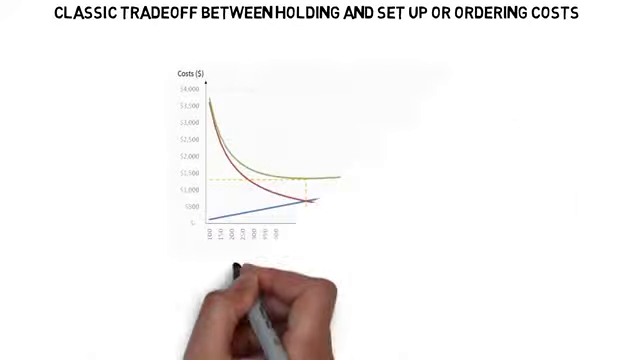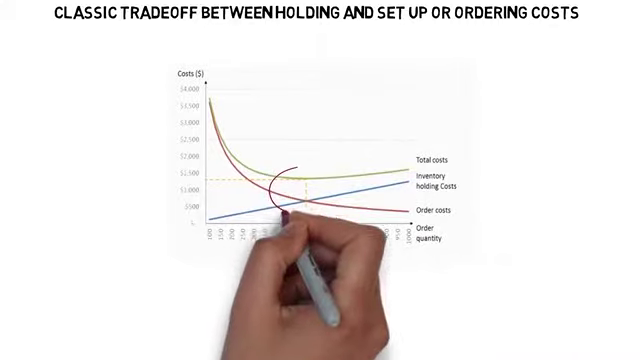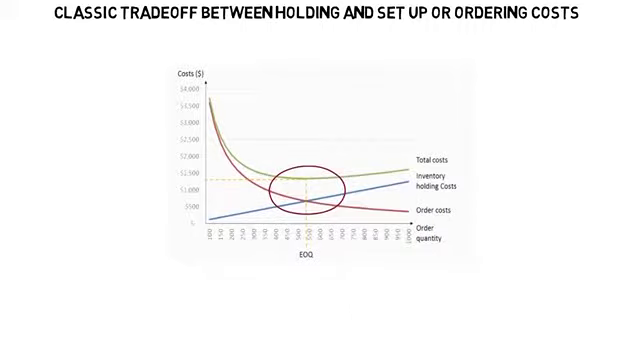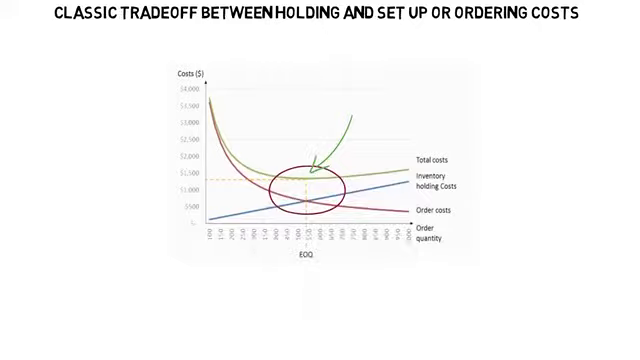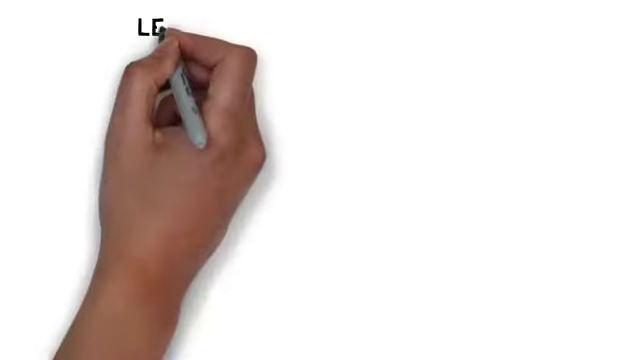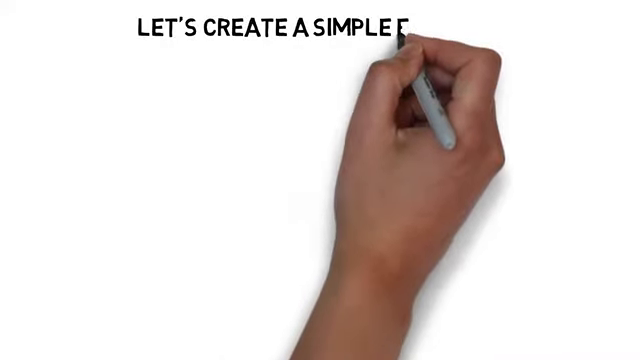If we graph this classic trade-off between holding and ordering costs, you end up with a picture that looks like this. Your goal is to choose an order quantity that minimizes the total of these two costs. Focus on the green line. Now, let's translate the graph into a simple equation that you can use to calculate the optimal EOQ.